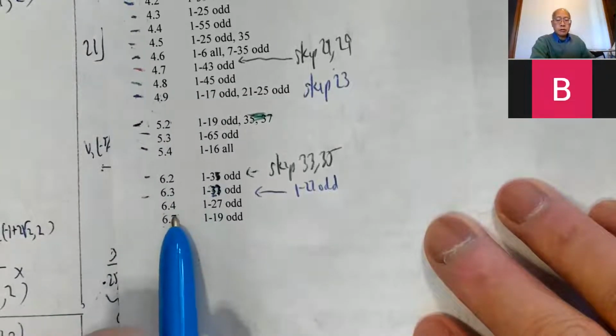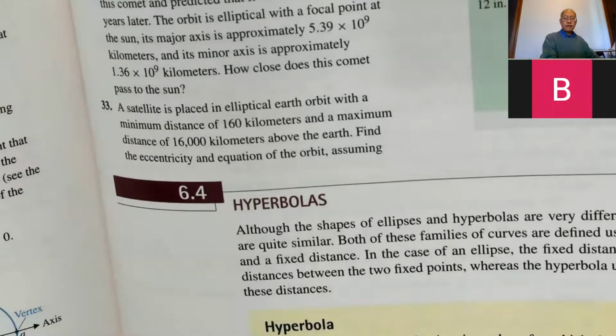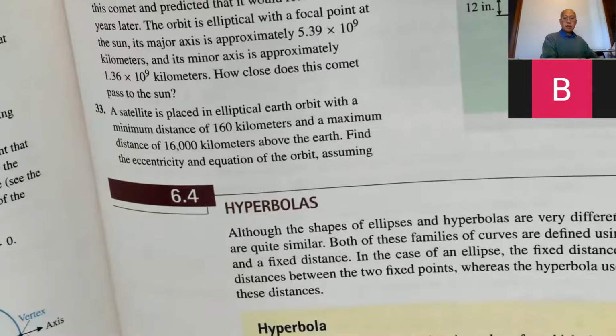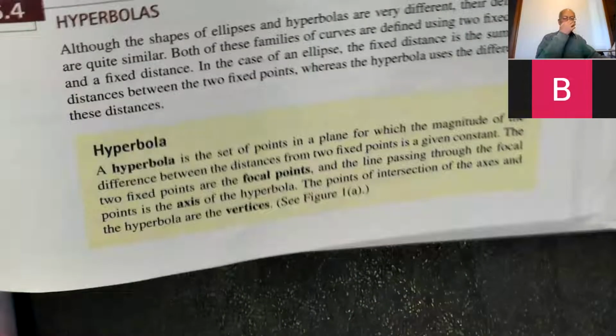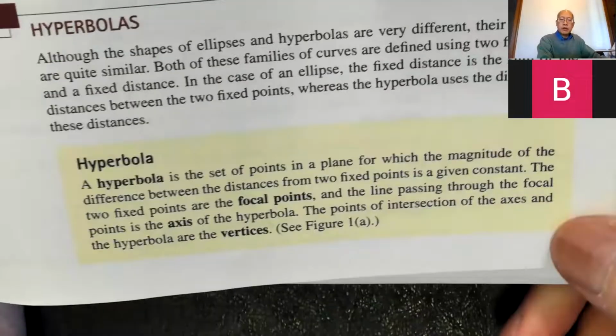But we're on to introduction to 6.4 on the hyperbola. Let me start the hyperbola now. Some things are similar, some things are different from the ellipse. 6.4 hyperbola. Here's a very formal definition of a hyperbola. You don't have to know it.